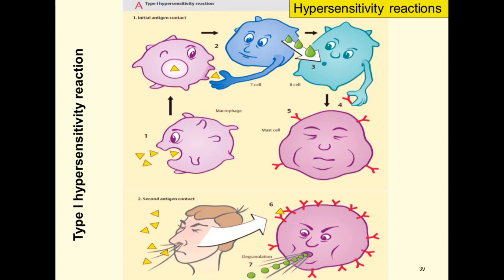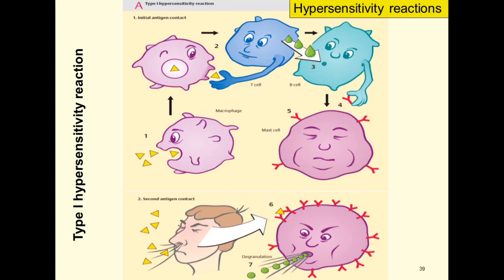To sum up, the macrophage eats the allergen, gives it to the T cell. The T cell shows it to the B cell. B cell: okay, I understand, and right now I'm going to synthesize immunoglobulins E. And you see, the mast cell is sleeping. So this cell right now is in the process.